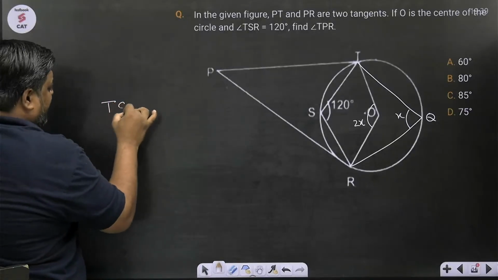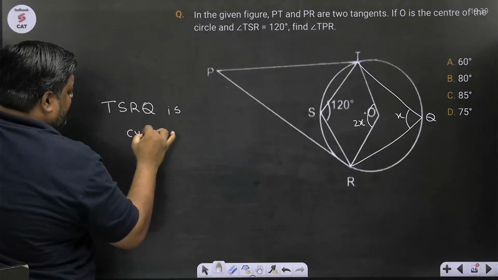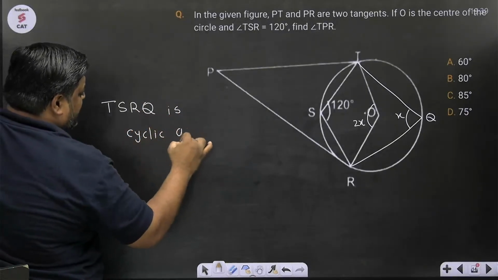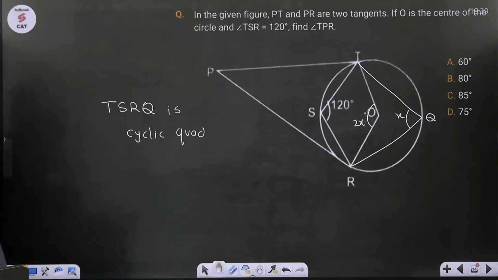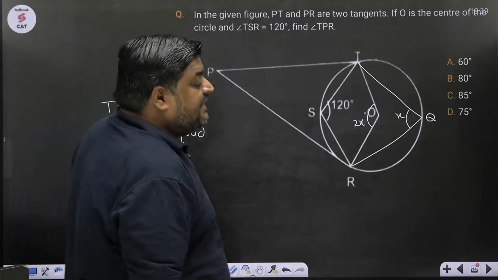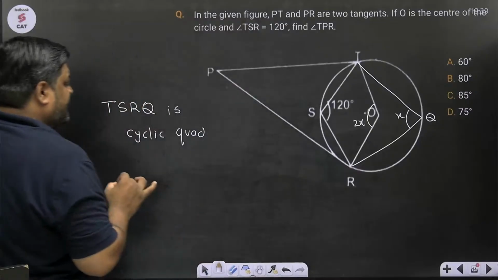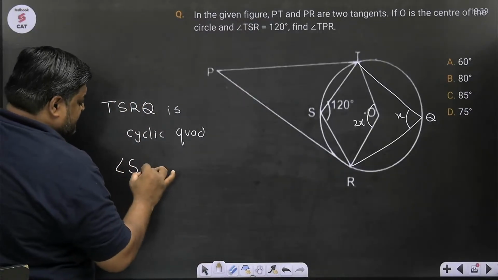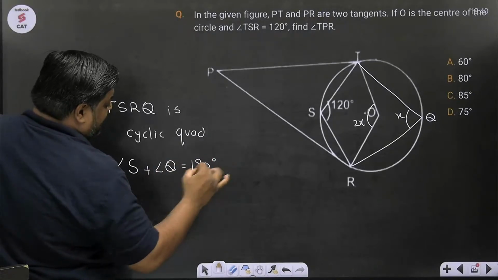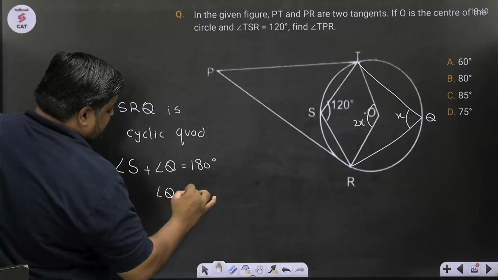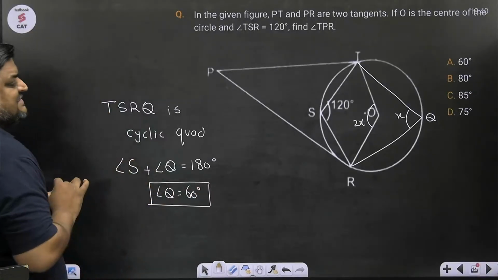TSRQ is a cyclic quadrilateral. What is the good thing about a cyclic quadrilateral? The sum of opposite angles is 180. So angle S plus angle Q is 180. This gives me angle Q as 60.